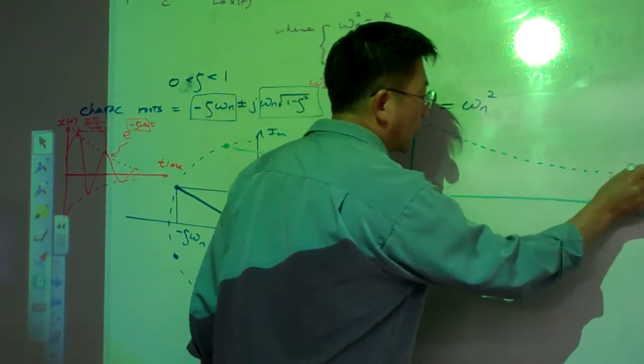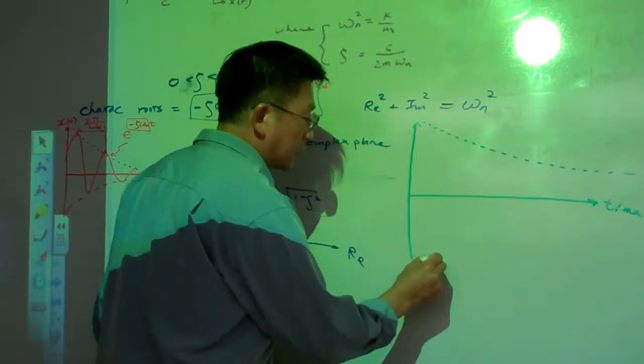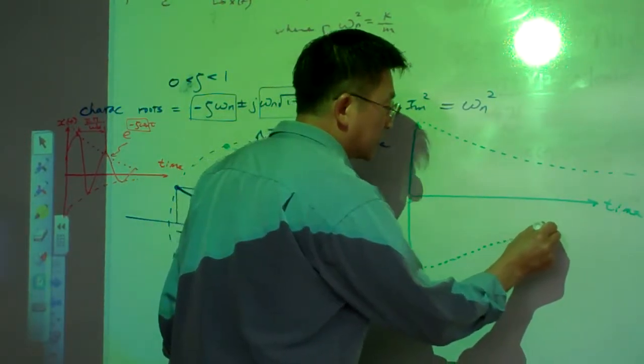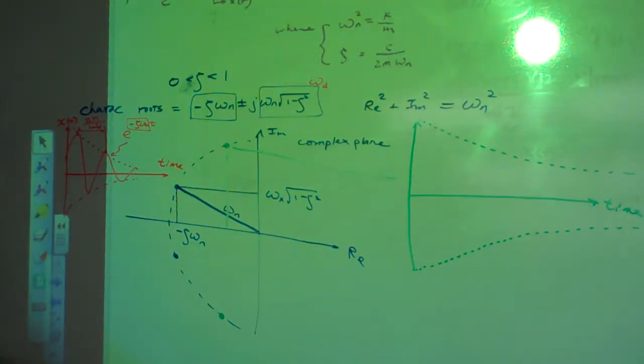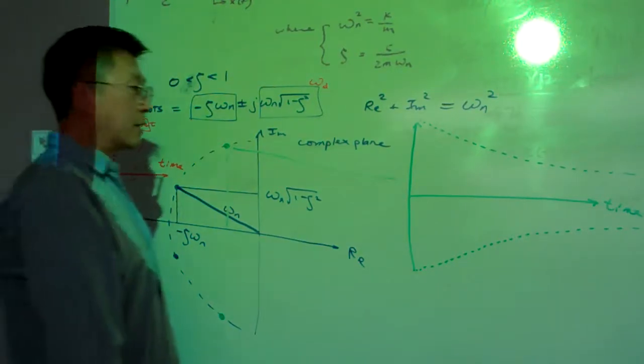So you see right now I'm drawing the exponential decay. Right now I really reflect the more quantitative comparison. Compared to this one, this one is decaying faster. Be good? Okay.